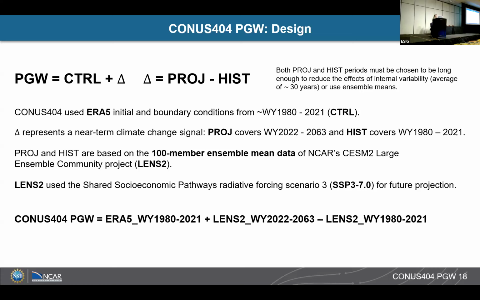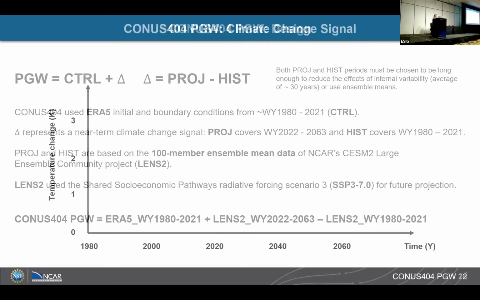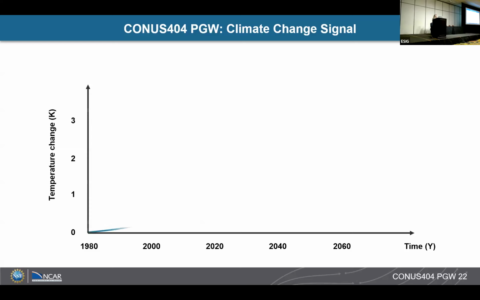The downscaled version of each of those. So let's look at what that means in terms of temperature change. We begin with the CONUS 404, the actual downscaled from ERA 5 that we began with.